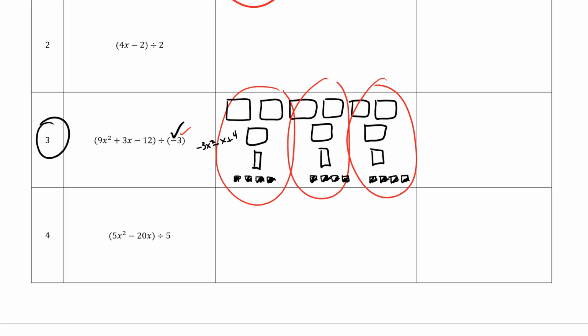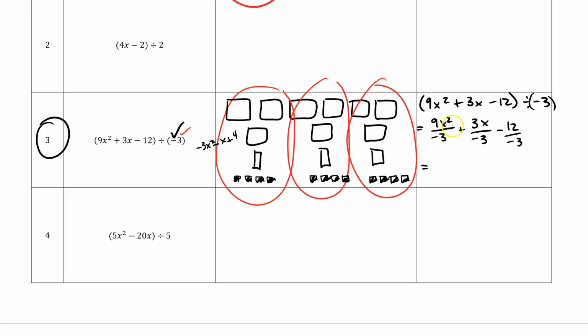Now I'm going to switch it up and do it symbolically. If I were to write down 9x squared plus 3x minus 12 divided by negative 3, I would divide each one of these terms into negative 3. So 9x squared divided by negative 3 plus 3x divided by negative 3 minus 12 over negative 3.